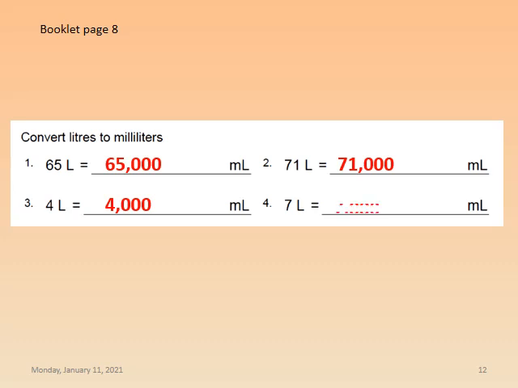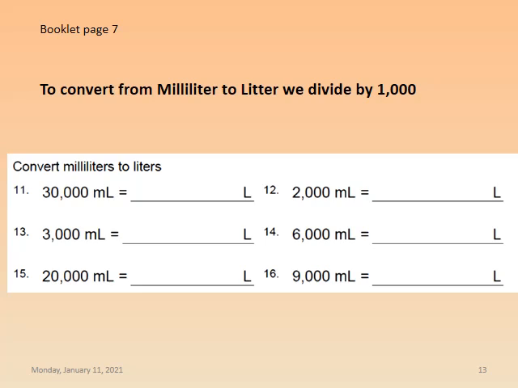are 7,000 milliliters. Now in order to convert from milliliters to liters, I divide by 1,000, which means I will cross 3 zeros away. So convert 30,000 milliliters to liters. We will divide by 1,000 and I will cross away 3 zeros, so I will have 30 liters. Number 12, 2,000 milliliters are equal to how many liters? Again, divide by 1,000, take away 3 zeros, it will give you 2 liters.